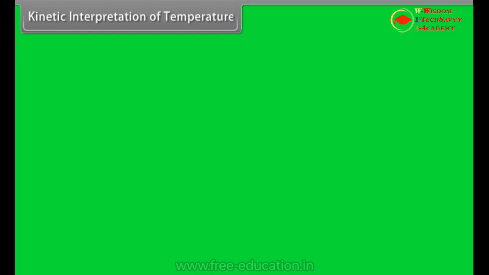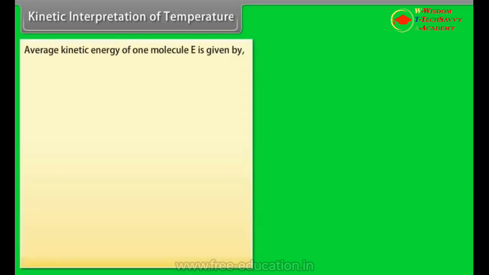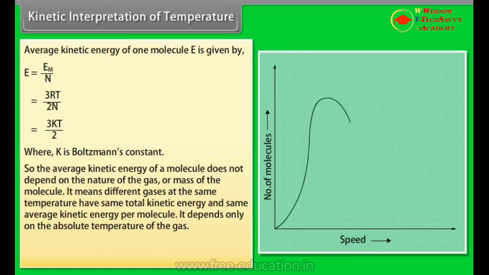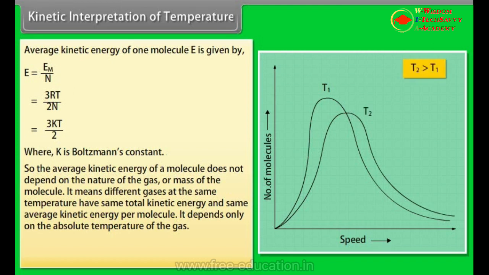Kinetic interpretation of temperature. Average kinetic energy of one molecule, E = E_total/N = 3RT/2N = 3kT/2, where k is Boltzmann's constant. So, the average kinetic energy of a molecule does not depend on the nature of the gas or mass of the molecule. It means different gases at the same temperature have the same total kinetic energy and same average kinetic energy per molecule. It depends only on the absolute temperature of the gas.